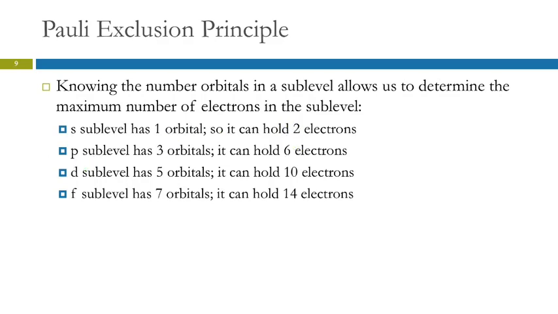The p sublevel has 3 orbitals, each can hold 2, so we've got 6 electrons. d has 5 orbitals, so it can hold 10 electrons, and f with 7 orbitals can hold 14.